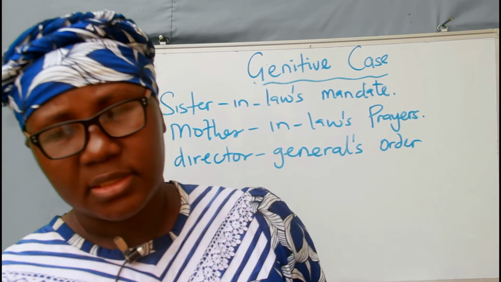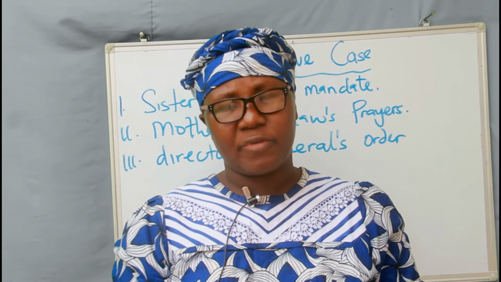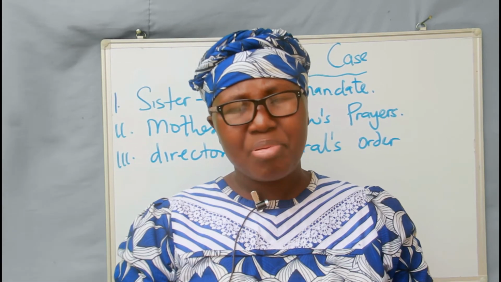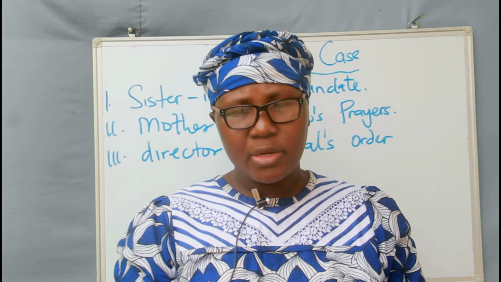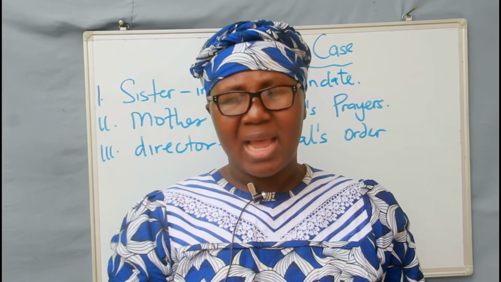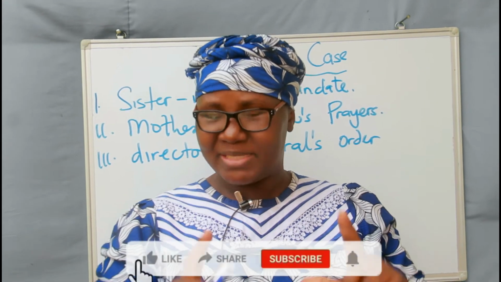Genitive case showing joint possession will be treated in a special way. If the genitive case indicates joint possession, the apostrophe and an S is added to only the last word of the pair or group. But where it denotes separate possession of things by two or more persons, add the apostrophe and an S to each of the nouns. Did you get this? I'll repeat it again.